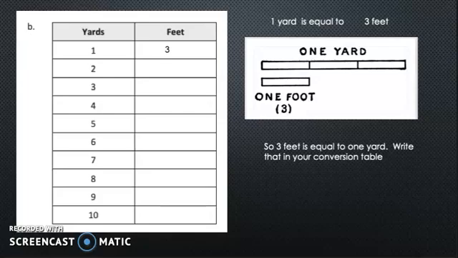Remember that you can pause the video if you need more time for what you need to, or go back to the pounds and ounces to take a look at how to complete a conversion table chart. All right, friends, remember to pause the video if you need more time.